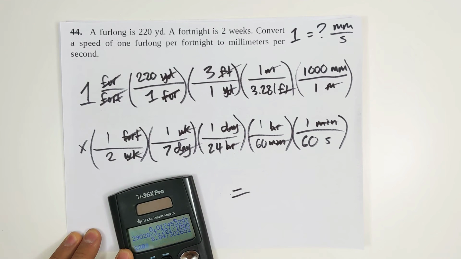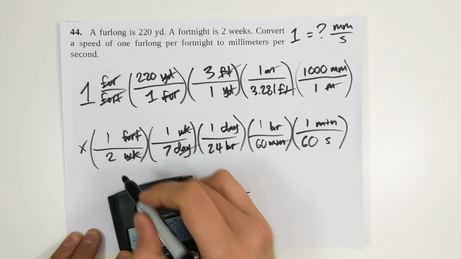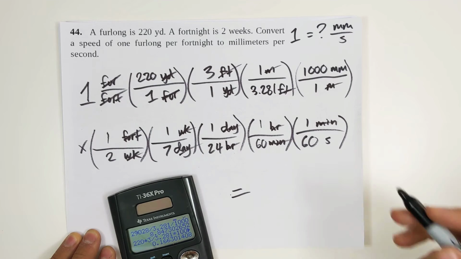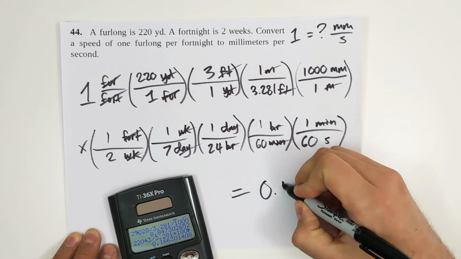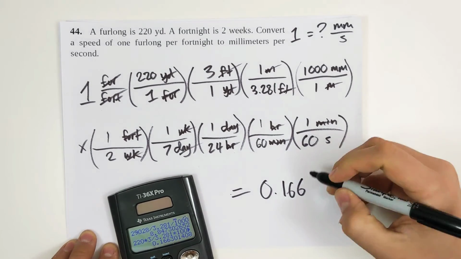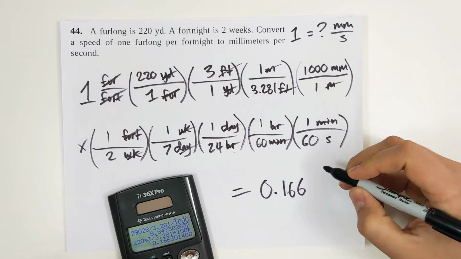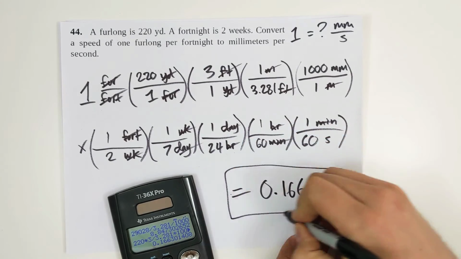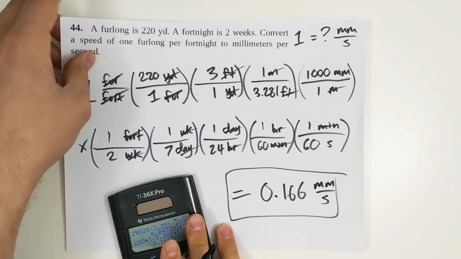Here we go. 220 yards times 3 feet divided by 3.281 times 1,000. All right, and then divided by 2, divided by 7, divided by 24, divided by 60, divided by 60. If my math is right, and it always is, 0.166 millimeters per second. Boom. Box it because it's right.